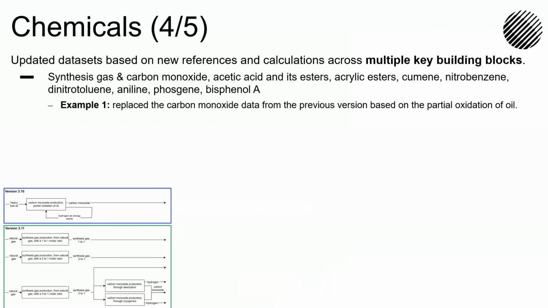Other highlights for the chemical sector in version 3.11 concern the new and updated data for key chemical building blocks. For example, in version 3.11, we have updated the modeling of synthesis gas and carbon monoxide. Back in version 3.10, the production of synthesis gas from natural gas was not covered, and the carbon monoxide data relied on partial oxidation of oil. In addition, the co-produced hydrogen was assumed combusted on site to cover the heating needs. For version 3.11, we have revised these aspects.